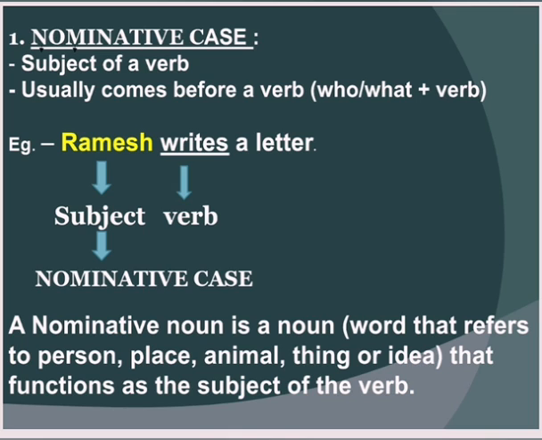Okay, let's see the example. Ramesh writes a letter. Ramesh and letter are the 2 nouns present in the sentence. But Ramesh is the subject because Ramesh is the doer of the verb. Okay, so Ramesh is a subject and Ramesh has become the nominative case noun of the sentence.